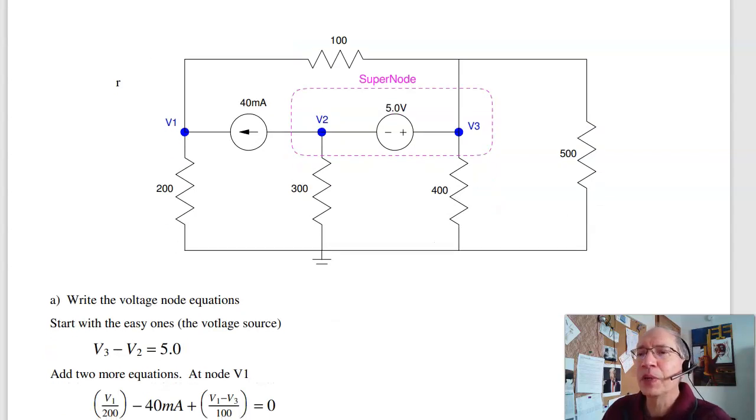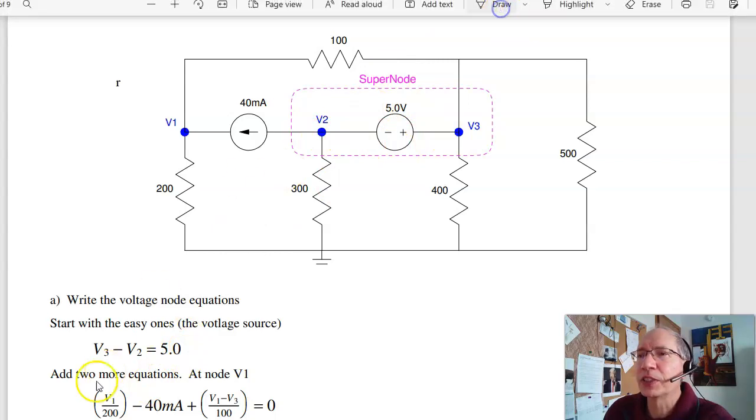So anyway, I've got 3 nodes. I need 3 equations for 3 unknowns. The first equation is a gimme. The voltage source says that V3 minus V2 is 5. So there's one equation, the first one.